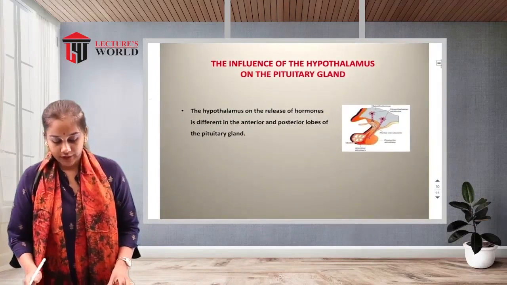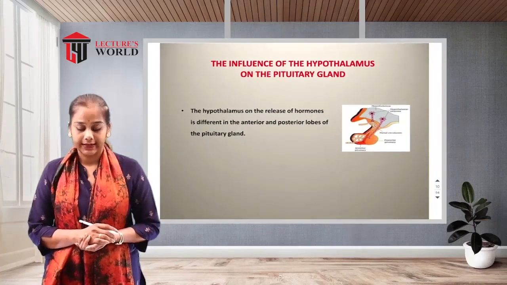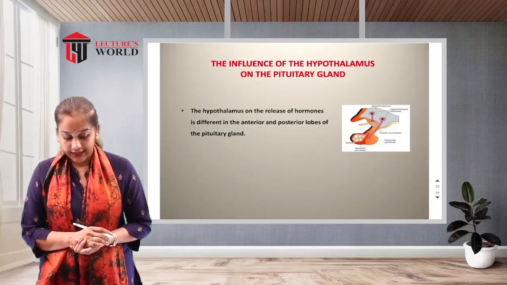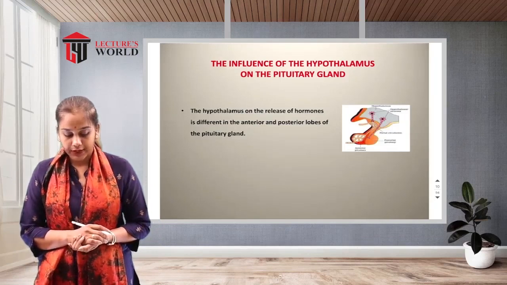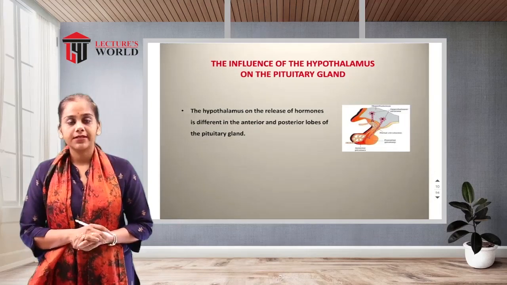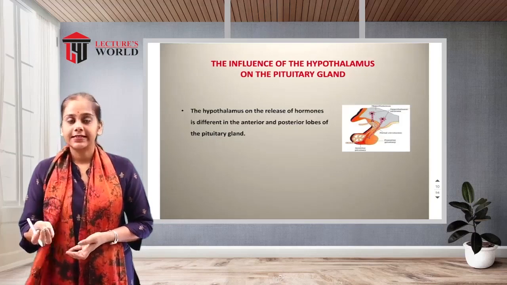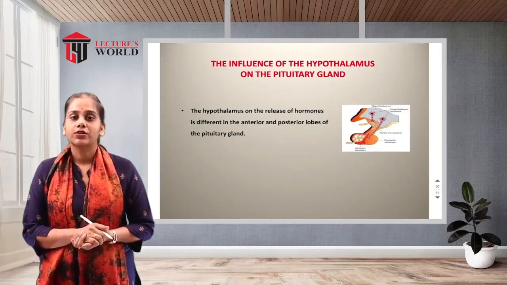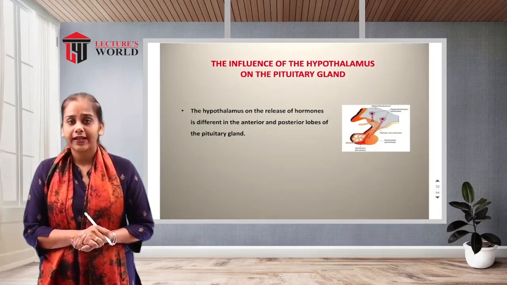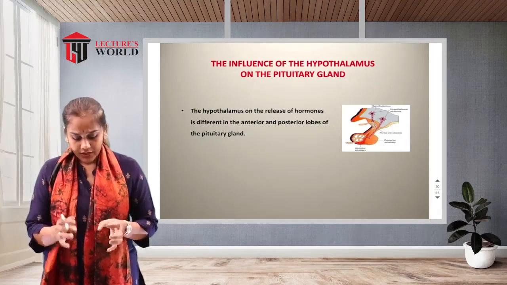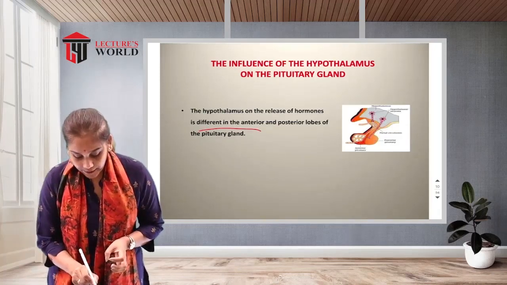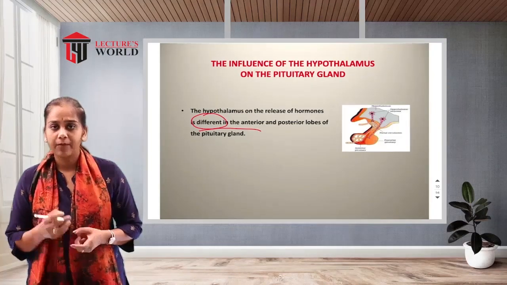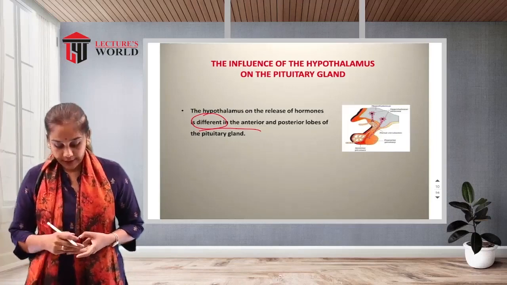Now the influence of the hypothalamus on the pituitary gland. The hypothalamus's influence on the release of hormones is different in the anterior and posterior lobes of the pituitary gland. The hypothalamus also triggers the release of some hormones from the pituitary gland, controlling as well as regulating it. So there is a different amount of production caused by the anterior pituitary as well as the posterior pituitary gland.